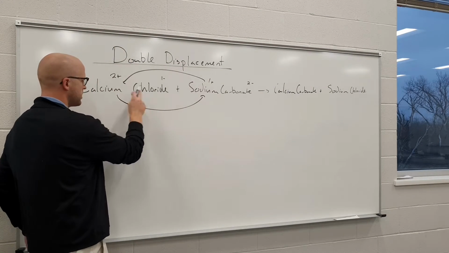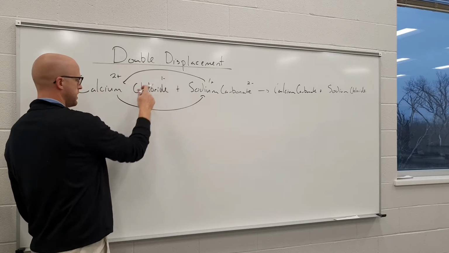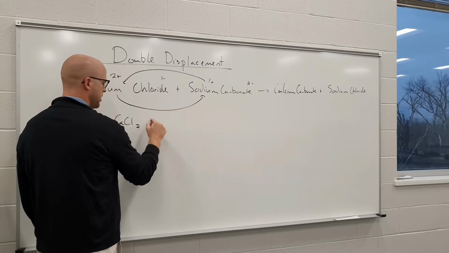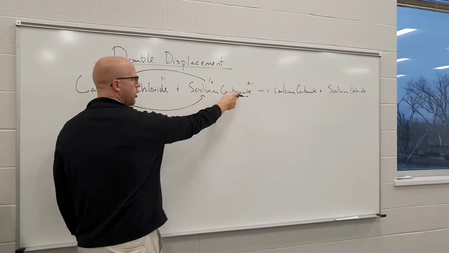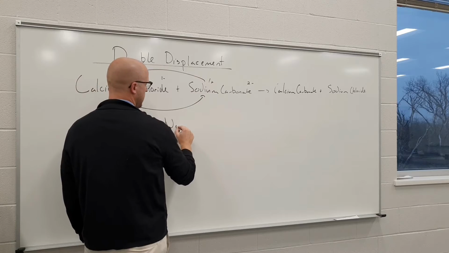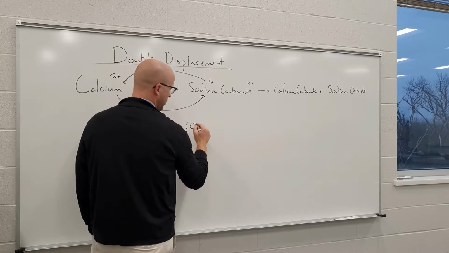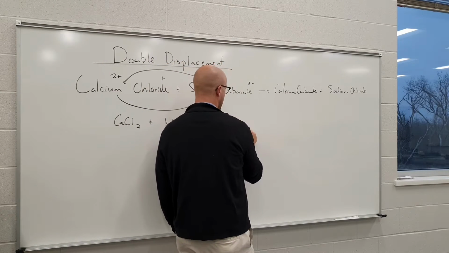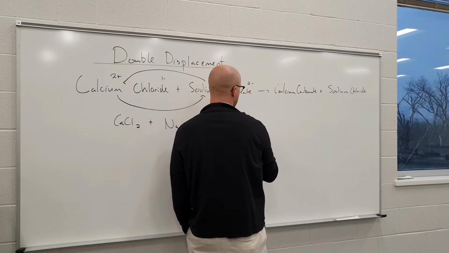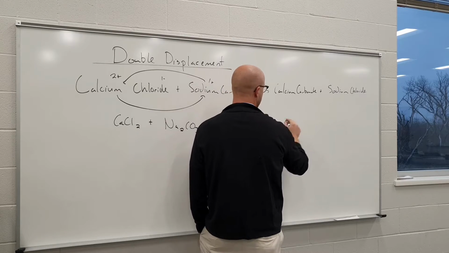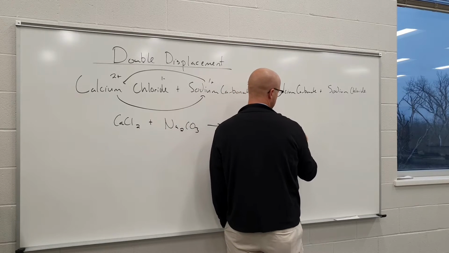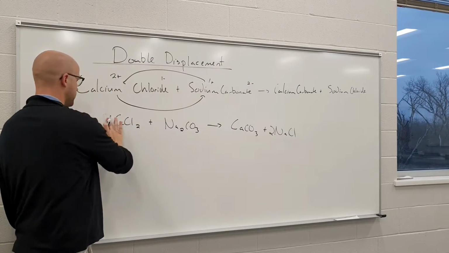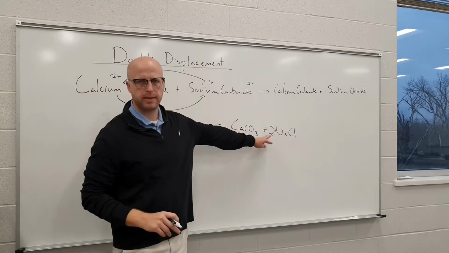Calcium chloride: calcium's got that +2, chloride's got that -1, so I need 2 chlorides. So CaCl2 plus, sodium's a +1, but carbonate's a -2, so we've got Na2CO3 to make sure those charges balance out. Goes to calcium carbonate, so we've got a +2 and a -2, CaCO3, plus sodium chloride, which is a +1 and a -1, NaCl. And then we'd balance the whole reaction, but don't worry about that, we'll talk about that later.